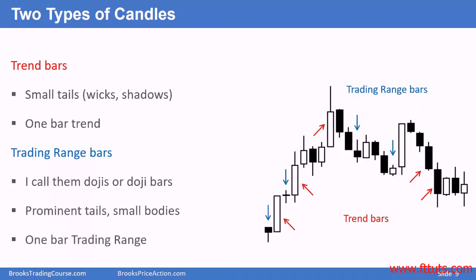And I refer to trading range bars as dojis. Trading range bars in general have smaller bodies and more prominent tails. I view them as a 1-bar trading range. And on some smaller time frame chart, they are 1-bar trading ranges. A bull trend bar is a 1-bar bull trend, and on a smaller time frame chart, it's a pretty strong bull trend. And a trading range bar, or a doji, is a trading range on a smaller time frame chart.